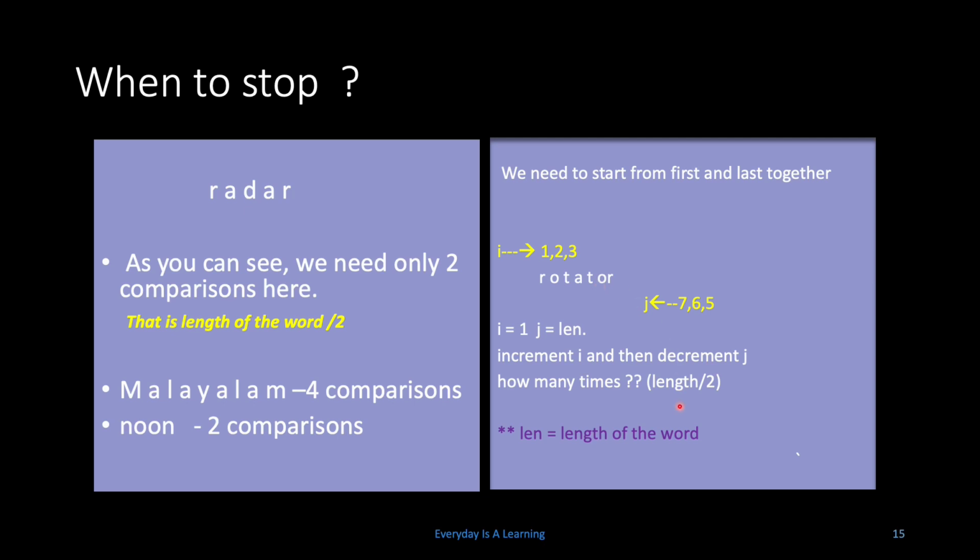And if we don't limit this by length divided by 2, we will not know when to stop. We'll just continue till the end, and our loop will continue forever. So that is not the right thing to do. That's why we are trying to figure out how we should limit how many times this loop has to run.